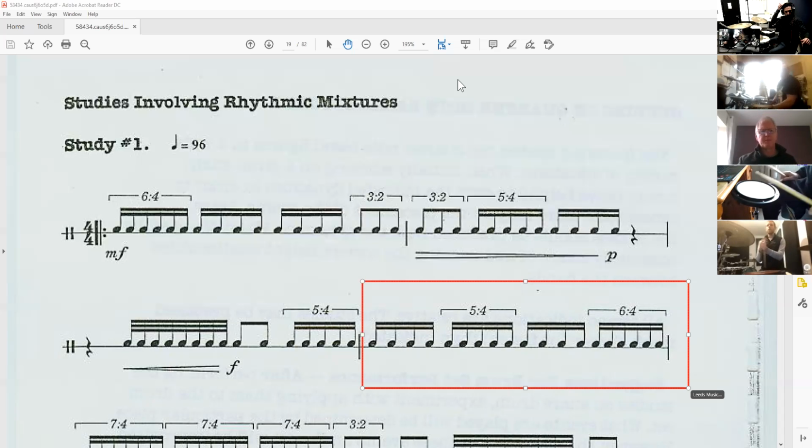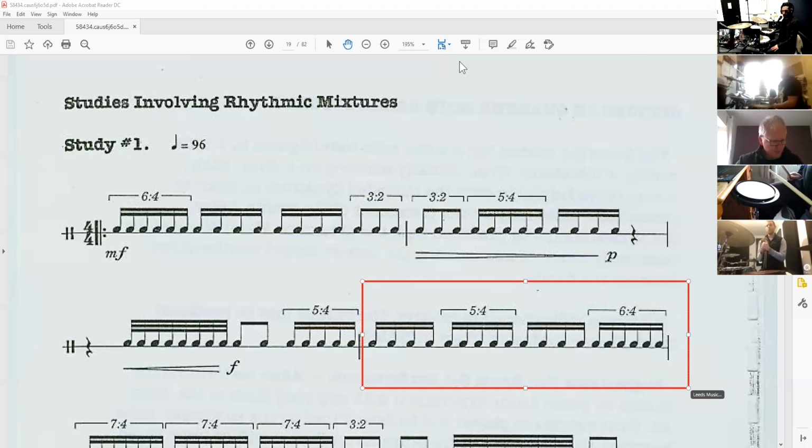One, 2, 3, 4. 1 E and the 2 E and the 3 E and the 4 and the 4 and the 1, 2, 3, 4. 1 E and the 2 E and the 3 E and the 4 and the 4 and the 1.